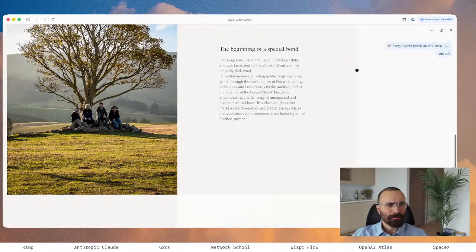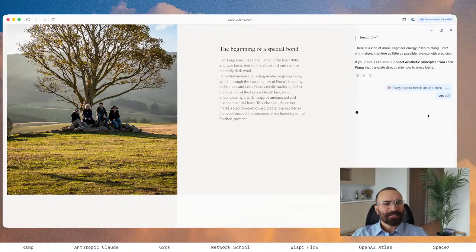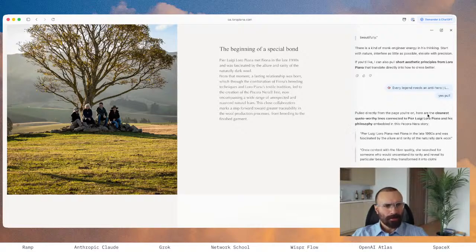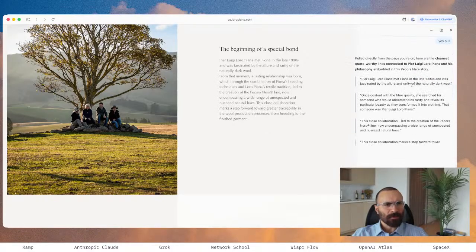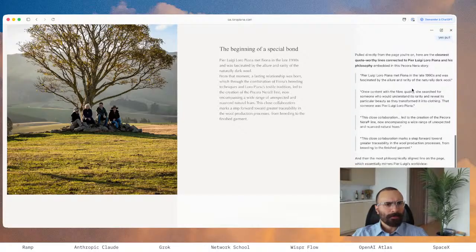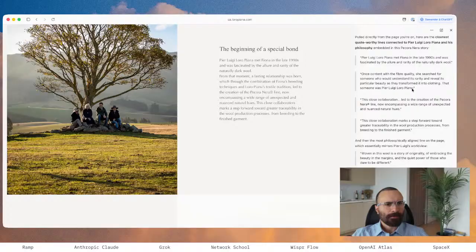Yes, pull. ChatGPT's like, I can also pull short aesthetic principles from Loro Piana that translate directly into how to dress better. Yes, pull. From the page you are on, here are the cleanest quote-worthy lines connected to Pier Luigi Loro Piana. Whoa.